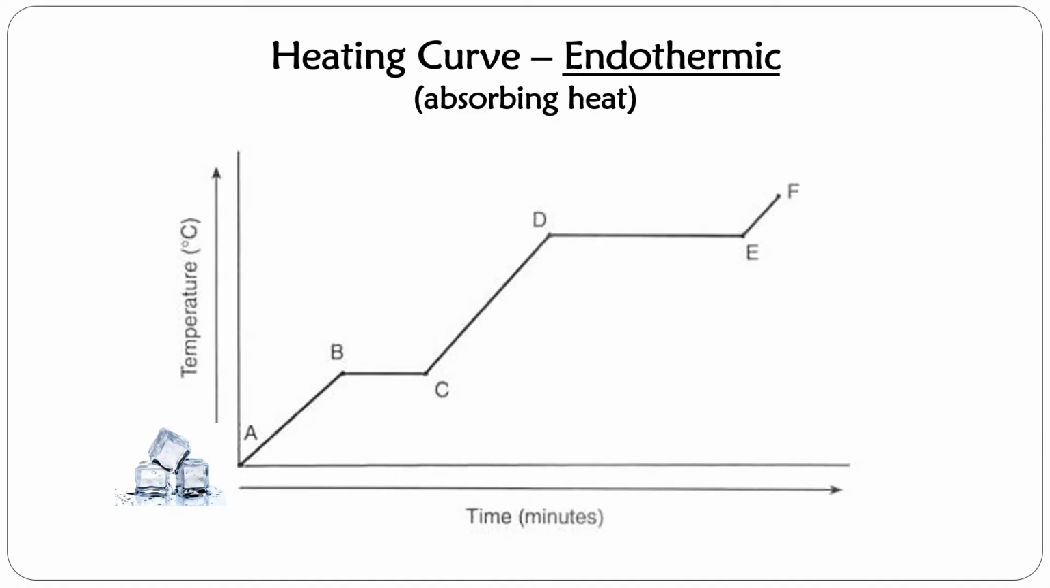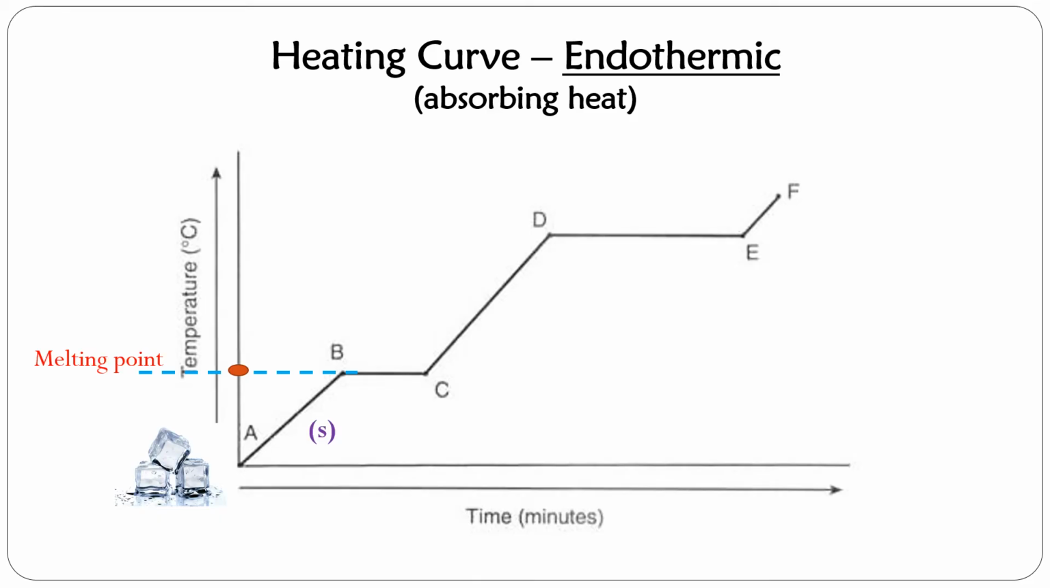Now, as we increase the temperature and move forward in time from point A to point B, the water is still in its solid phase. It's still ice. But as soon as we hit point B, that specific temperature will be the melting point of ice, because that's the temperature at which this solid ice will start melting into liquid.